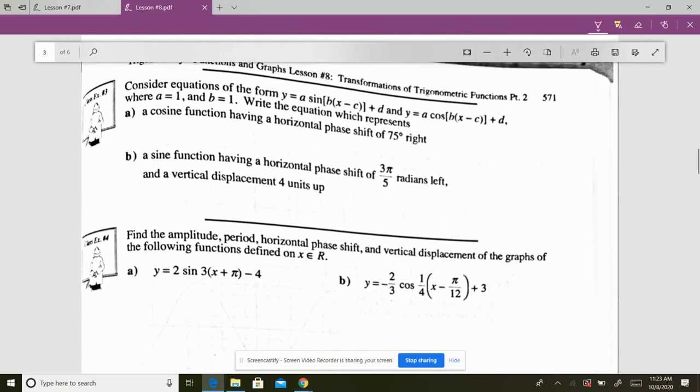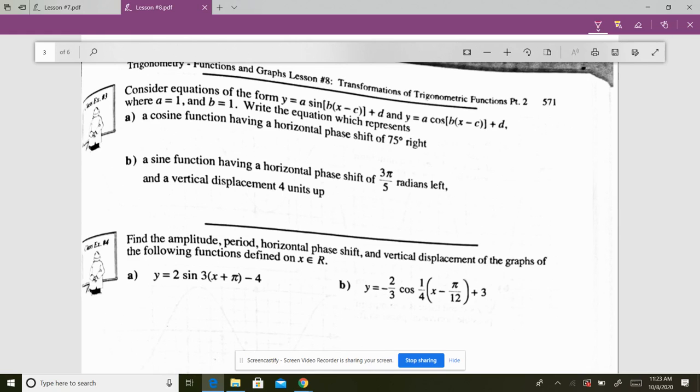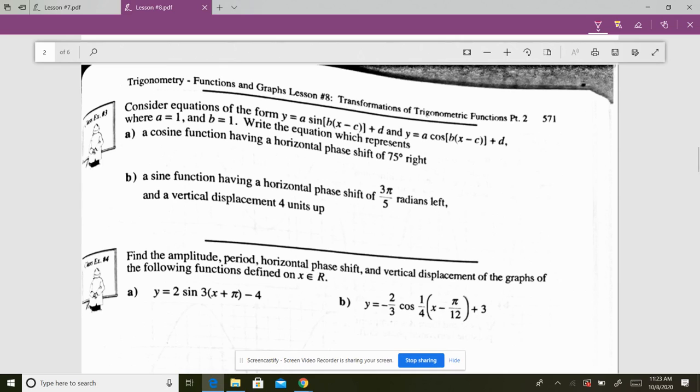Let's do, all right, so here's our general equation. I'll write it right here. A sine b x minus c plus d. We are doing a horizontal phase shift at 3 pi over 5 radians left, and we go 4 units up.